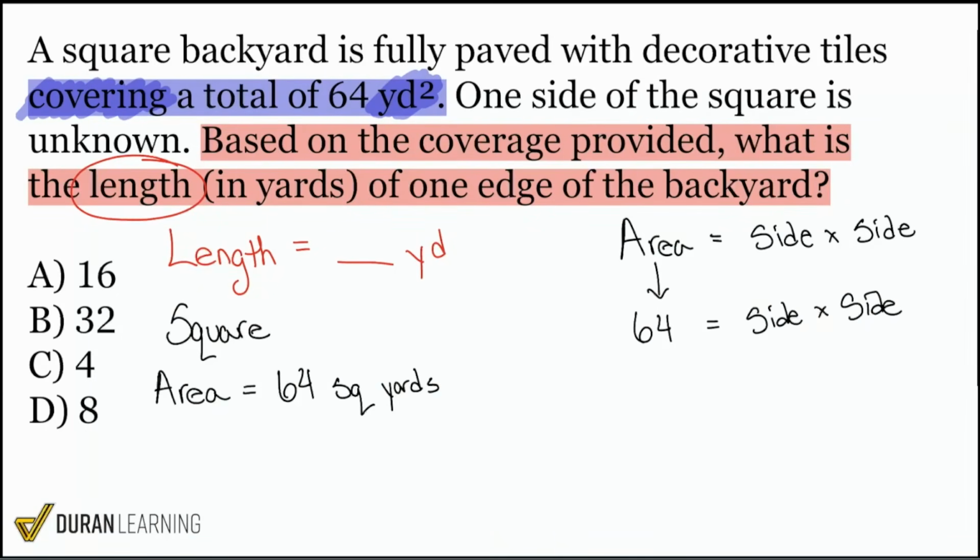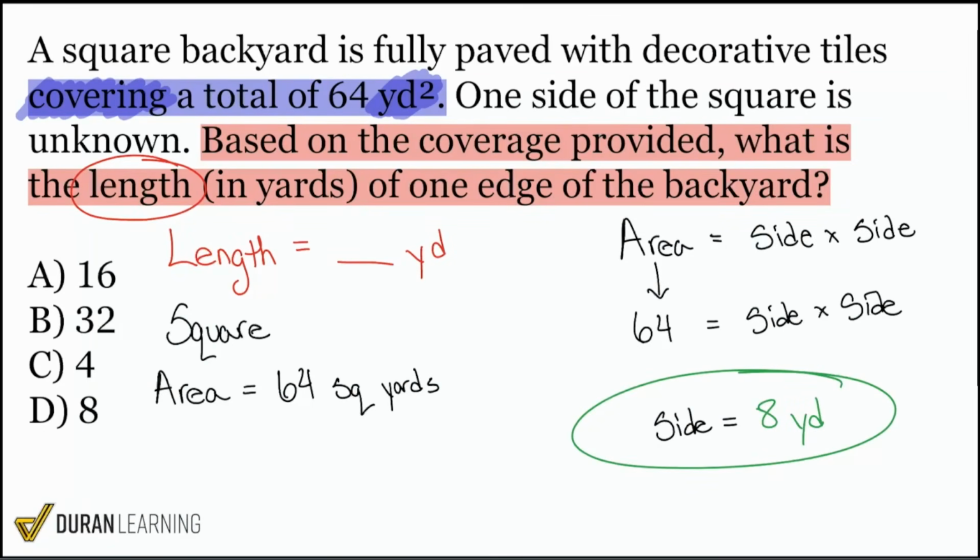So this is the question you want to ask yourself, everybody. What number multiplied by itself gives you 64? Is it 4 times 4? Nah, that's 16. Is it 8 times 8? Absolutely, it's going to be 8 times 8. So our side length is going to be 8 yards. And there we are. Booyah, right there. The correct answer here is answer choice D.